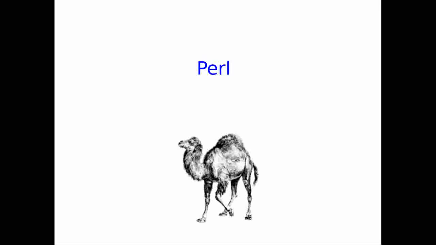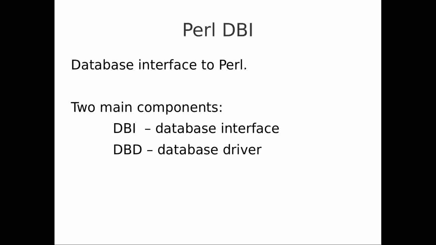In today's class, we're going to take a look at the Perl DBI, the database interface for Perl. Perl DBI is a layer that allows you to easily access different kinds of databases, either SQL databases, text files, tab-separated values, MySQL, SQLite, all kinds of different databases.